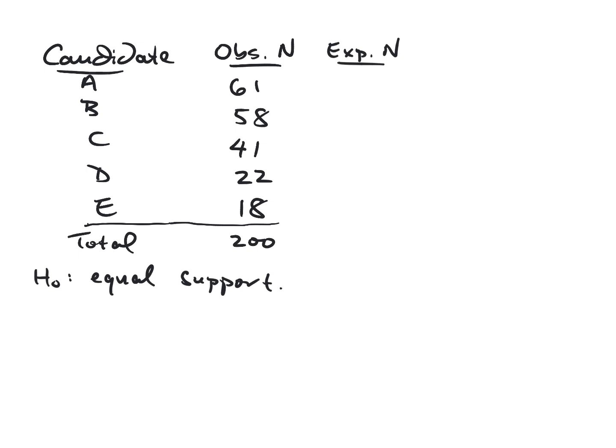So with 200 people and 5 candidates, how many would we expect to support each candidate? Easy math. 40, 40, 40, 40, and 40.